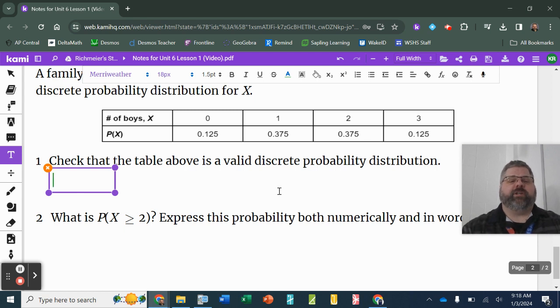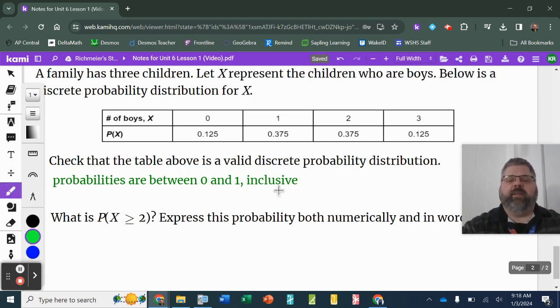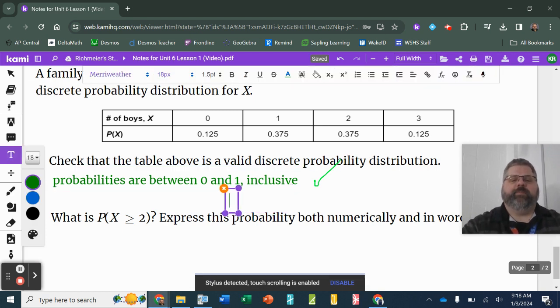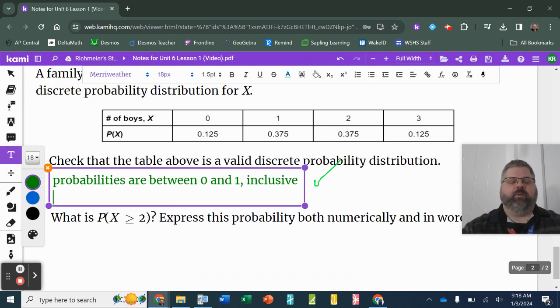So our first condition: probabilities are between 0 and 1 inclusive. And I look at all my probabilities, and I see that they are. There is nothing less than 0 and nothing greater than 1. So what I do is say, yep, I've checked that condition. Our second condition then is that they all add up to 1.